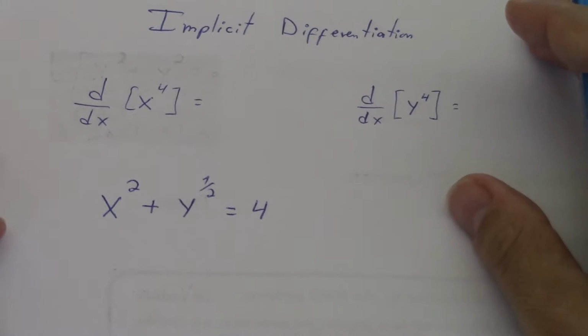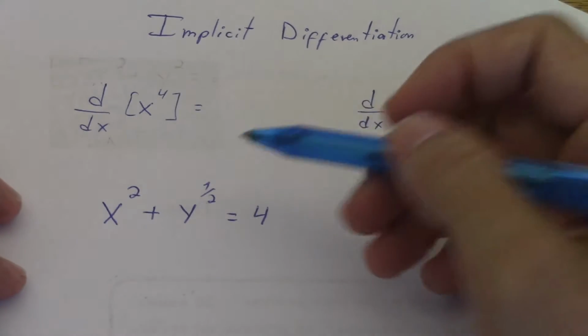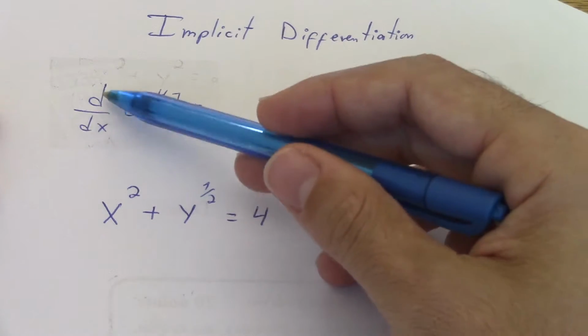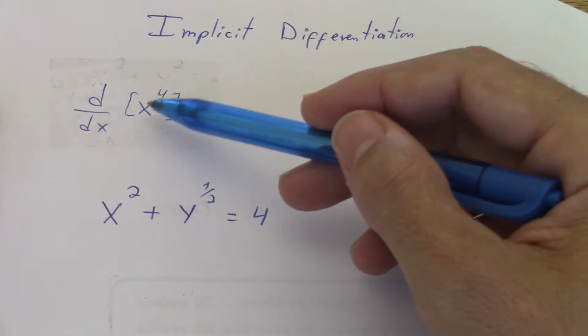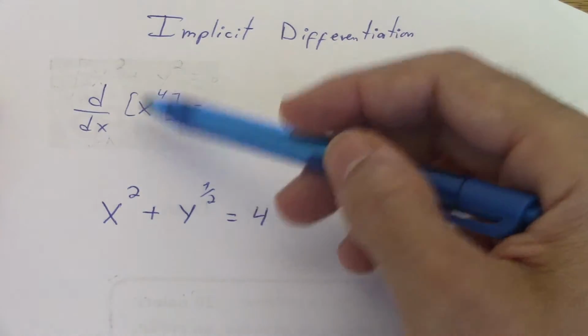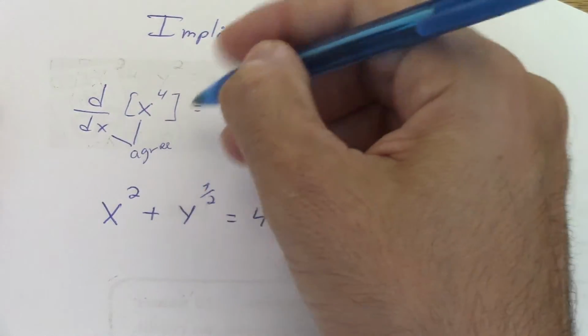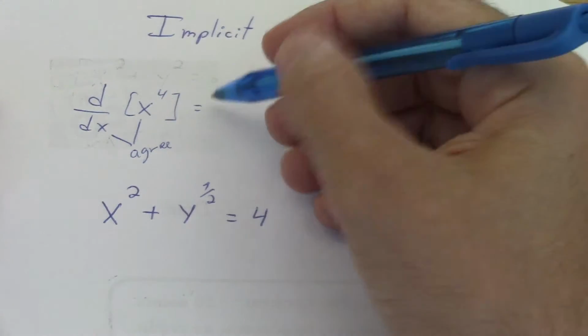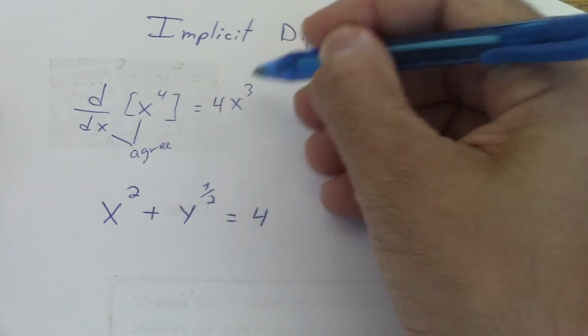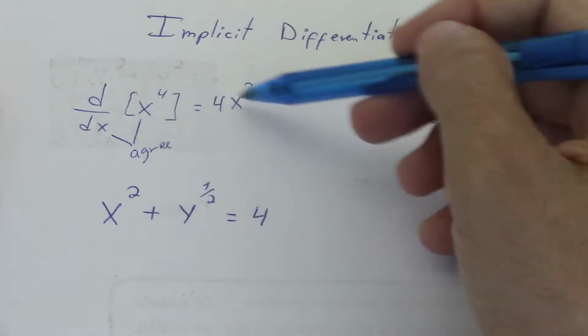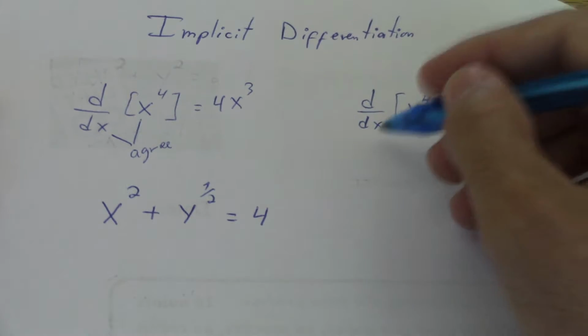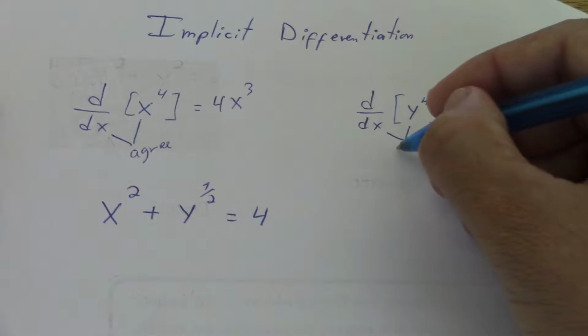Okay, let's see an example of implicit differentiation. Here, when we have d/dx of x to the fourth, and the variables agree, we find the derivative of x to the fourth, which is x to the third. So that's the answer: d/dx of this one is 4x to the third.